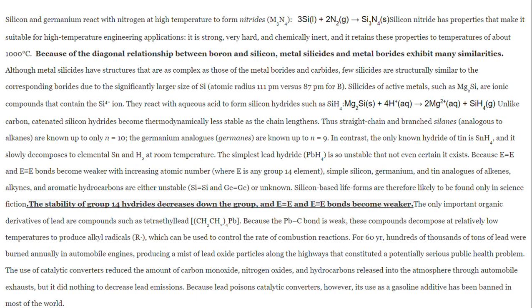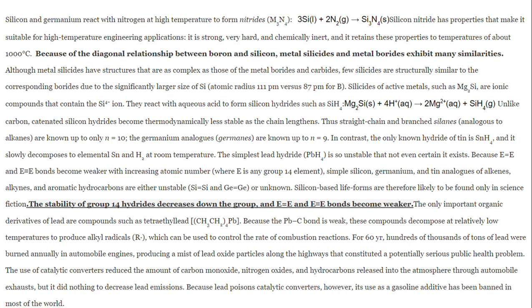Because of the diagonal relationship between boron and silicon, we consider metal silicides and metal borides. Although metal silicides have structures as complex as those of the metal borides and carbides, few silicides are structurally similar to the corresponding borides, due to the significantly larger size of silicon, atomic radius 111 pm, versus 87 pm for boron.